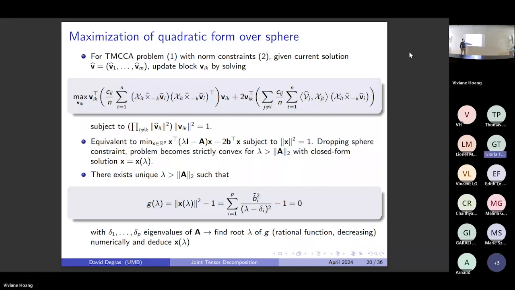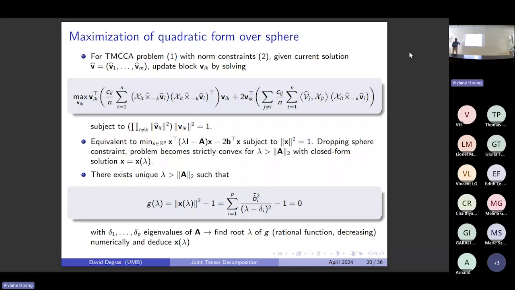It's a rational function, and the delta i's here are the eigenvalues of A, and this thing here depends both on the B and also those eigenvalues. So to figure out the right lambda, the one that cancels this function g, we're trying to find the root of a rational function.